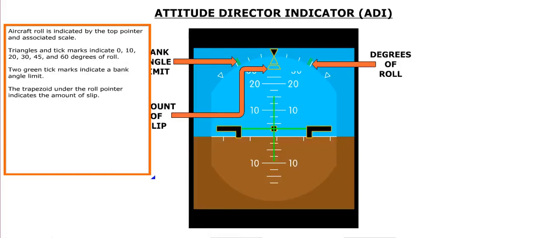Aircraft roll is indicated by the top pointer and associated scale. Triangles and tick marks indicate 0, 10, 20, 30, 45, and 60 degrees of roll. Two green tick marks indicate a bank angle limit. The trapezoid under the roll pointer indicates the amount of slip.